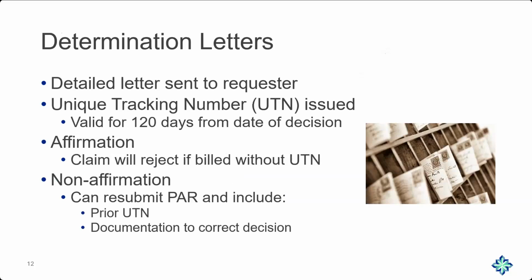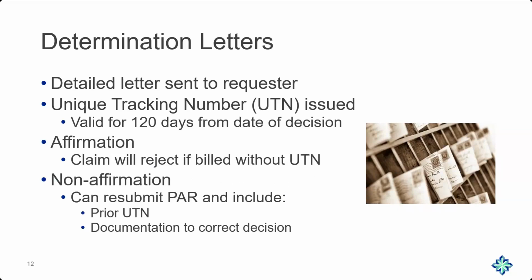When a decision is made, a detailed letter is going to be sent to the requester, and it's going to contain what we call a unique tracking number, or UTN. And that number has to be on the hospital's claim if the prior authorization request was affirmed. It is valid for 120 days from the date of the decision.